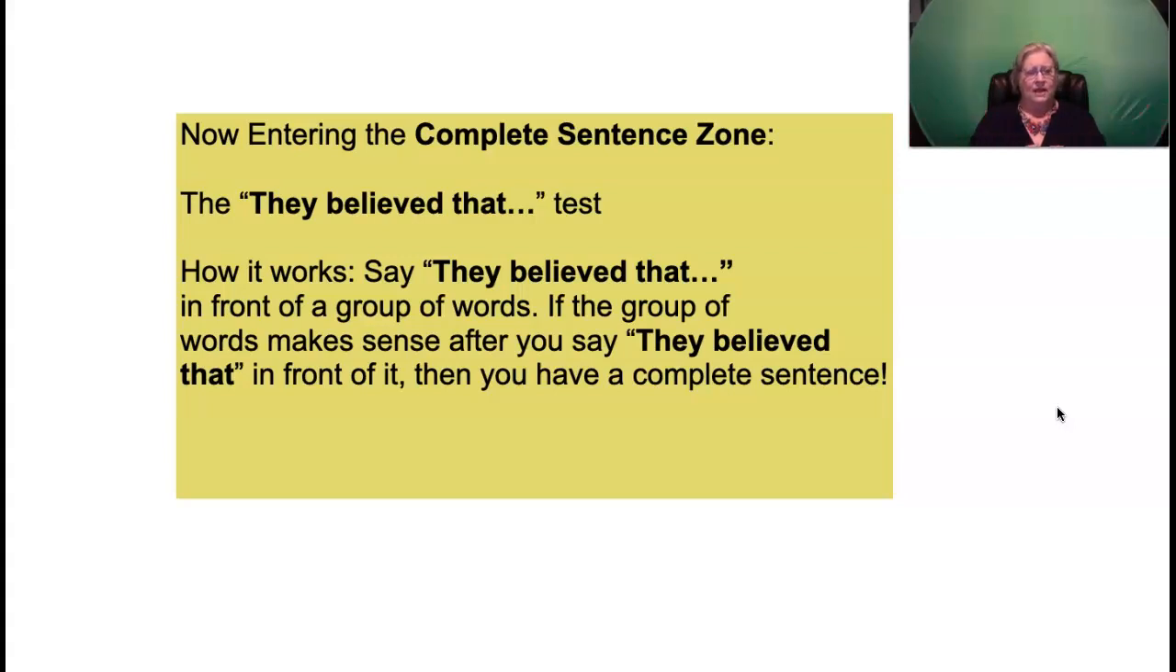I'm going to show you a way that works beautifully. I call it the they believe that test, and here's how it works. Again, it's a frame. If you can put the words they believe that in front of a group of words and have it make sense, then that group of words is a complete sentence, even if it begins with a pronoun. Like it hurts. Well, that's a complete sentence, even though I don't know what it is.